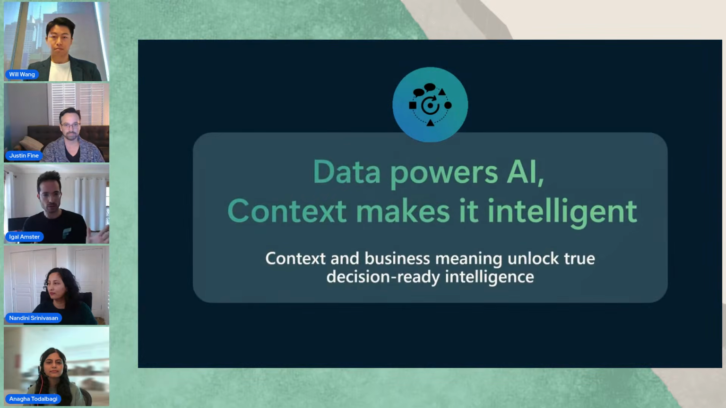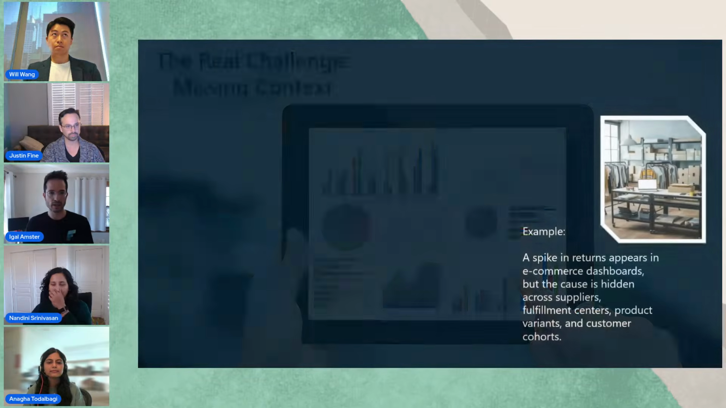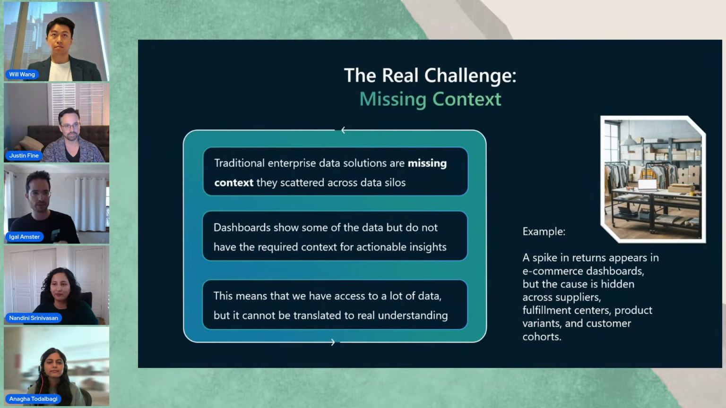We all know that data powers AI, but I think the more important part is that context makes it intelligent. Without business meaning and relationships, even the best LLM can reason completely wrong. So the real enterprise problem, what we're saying, is simple. It's the missing context. Let's dig a little bit deeper there.